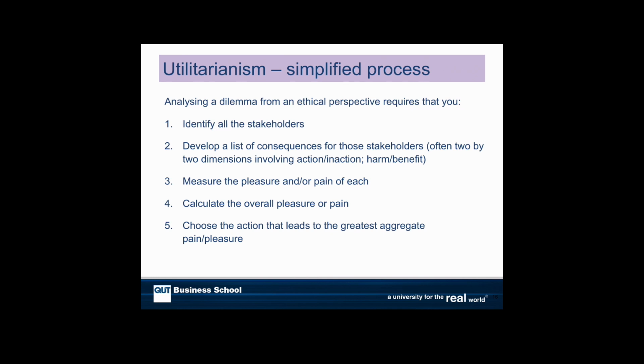So what does this require? If you're going to apply it in something like a business setting, in any setting, but particularly in a business setting: identify the stakeholders, the people affected. Develop a list of consequences for the stakeholders: action, inaction, harm, benefit. Measure the pleasure or pain of each. Calculate the overall. Choose the one that leads to the greatest aggregate pain or pleasure.